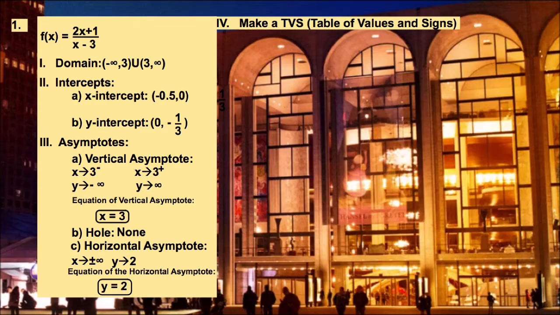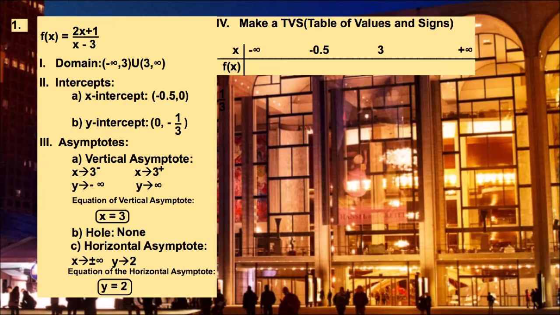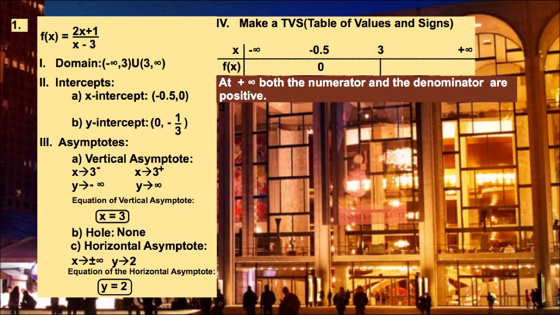Make a TVS, table of values and signs. Include in the table all the zeros of the numerator and the denominator: negative 0.5 and 3. So we've created our TVS as shown. At positive infinity, both the numerator and the denominator are positive. Thus, the fraction is positive.